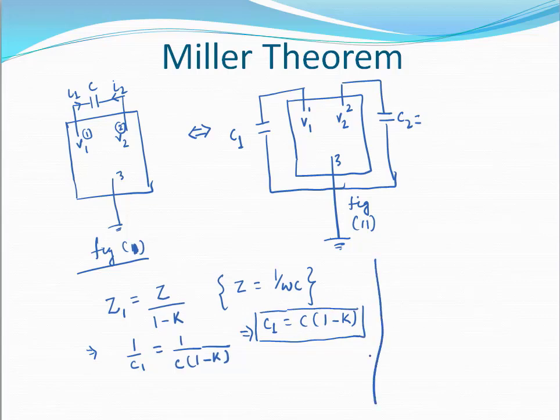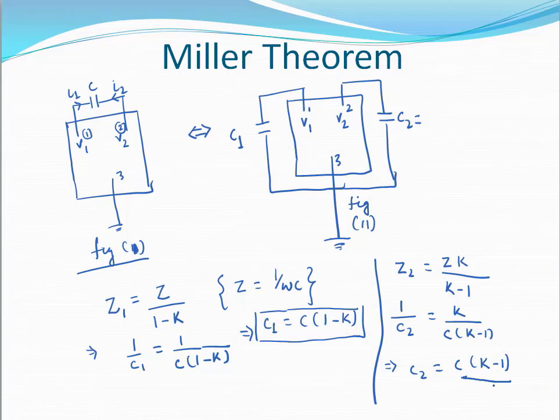And the other result was Z2 is equal to ZK by K minus 1. The same way, we will put the value of Z, that is the inverse of the capacitance. So 1 upon C2 will come here, and K upon C(K minus 1). So we will get the value of C2 is equal to C(K minus 1) by K. This is the value of C2.